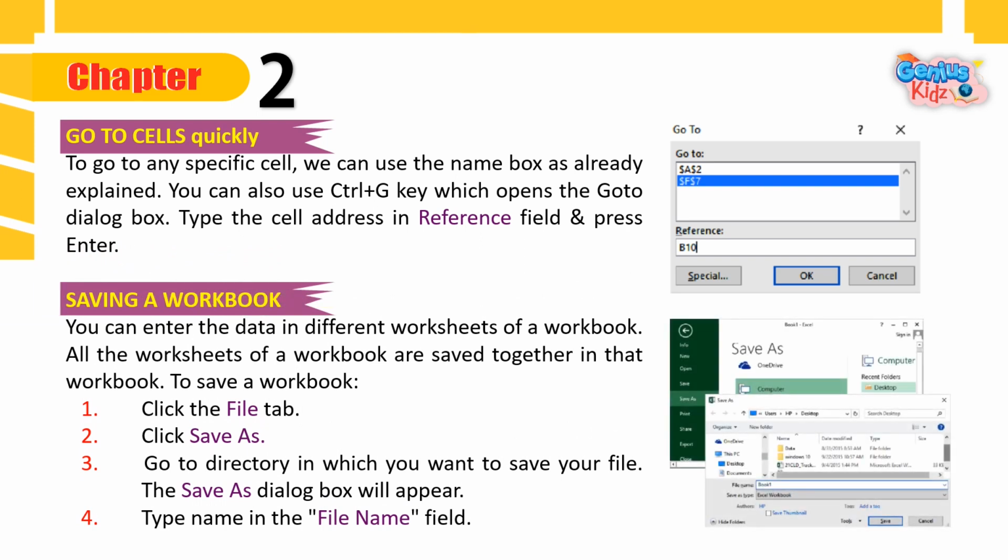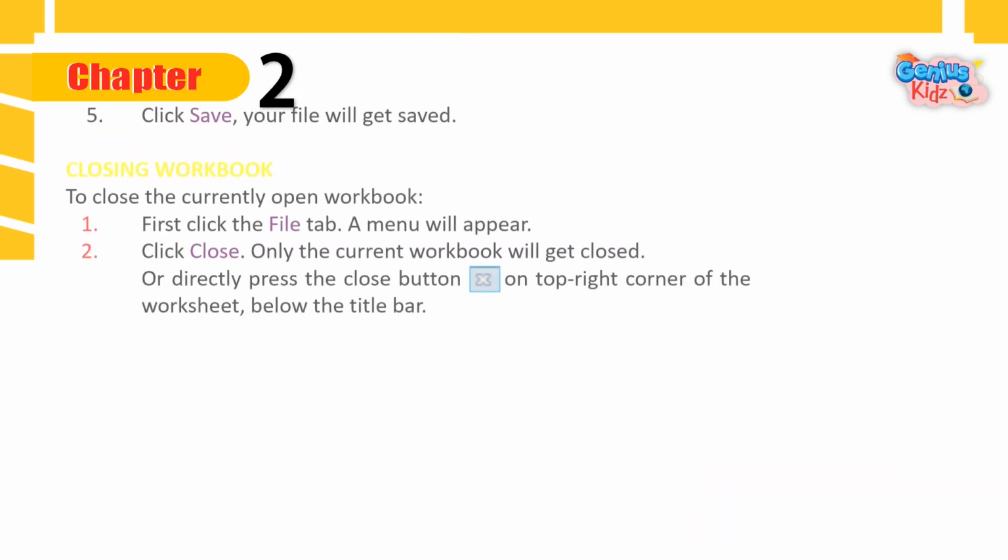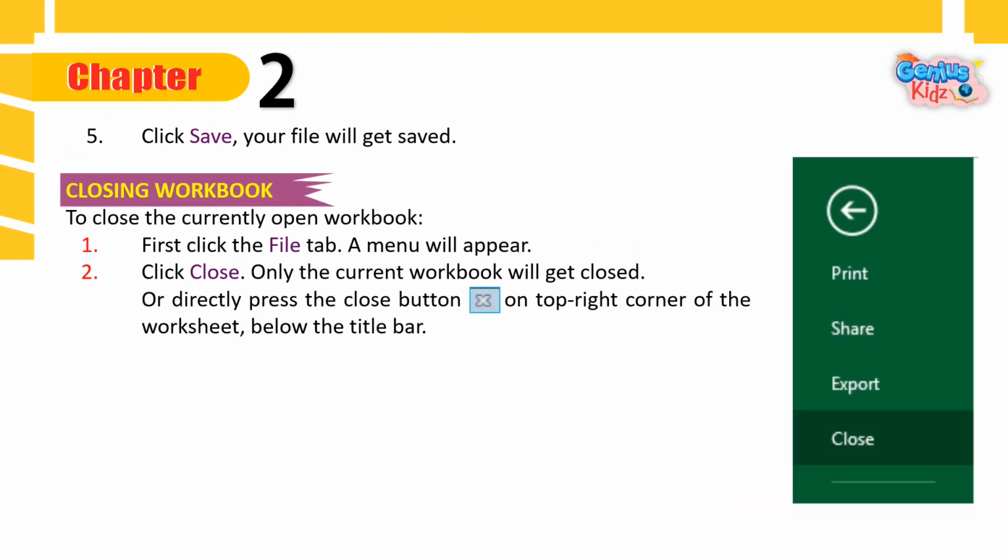Saving a workbook. You can enter the data in different worksheets of a workbook. All the worksheets of a workbook are saved together in that workbook. To save a workbook: 1. Click the File tab. 2. Click Save As. 3. Go to the directory in which you want to save your file. The Save As dialog box will appear. 4. Type a name in the File name field. 5. Click Save. Your file will get saved.